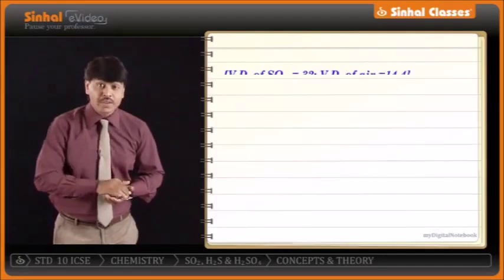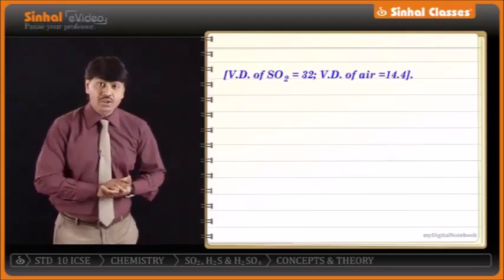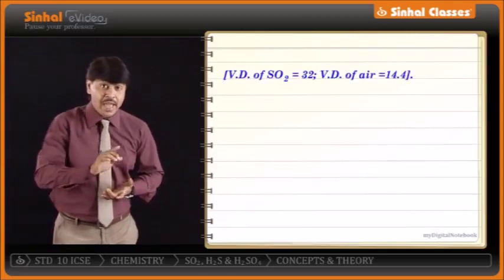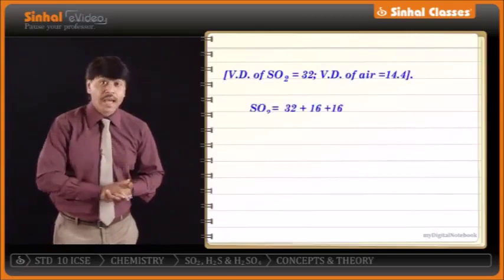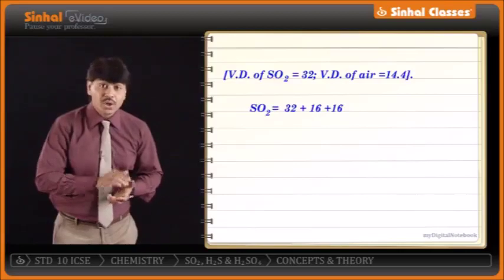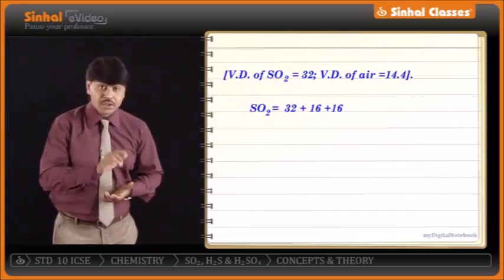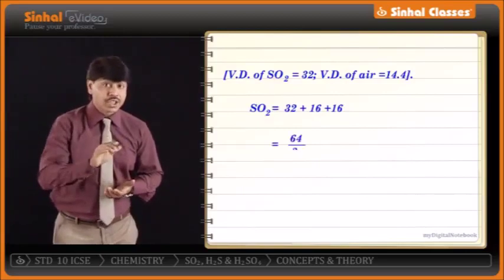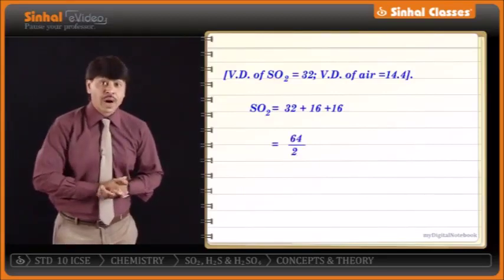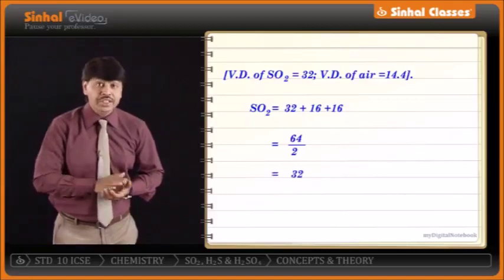How to take out molecular weight? Add the weight according to the formula of the gas. S plus O2, that is S plus O plus O. S is 32, oxygen 16. So 32 plus 16 plus 16 gives us 64. 64 divided by 2 is 32.